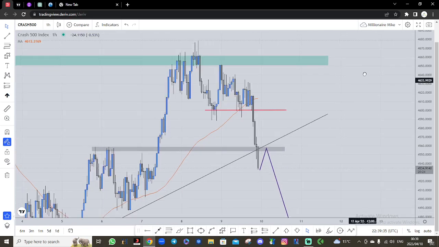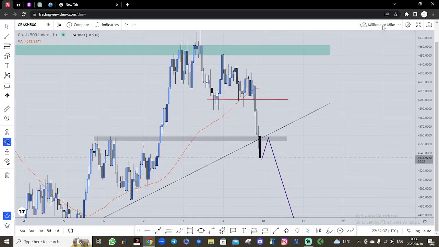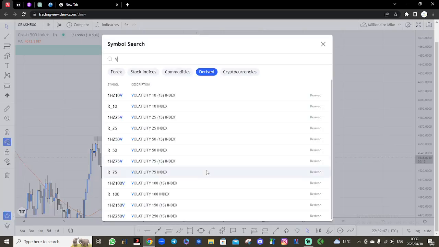So I'm just wanting a pullback. Once we get the pullback, we have our sell entries all the way to the bottom, which is the 0%. Right, I think that is it for Crash 500.